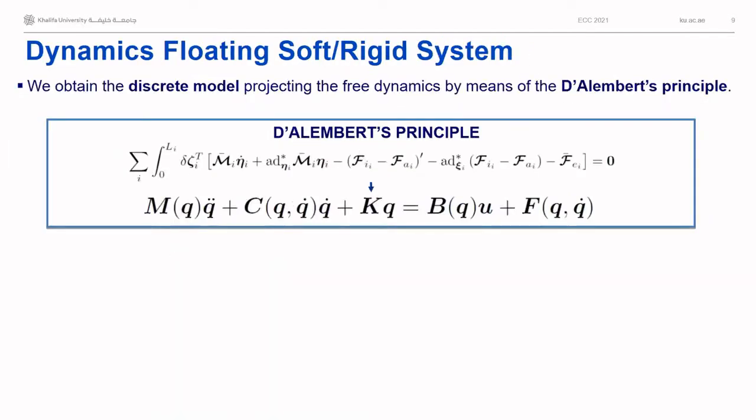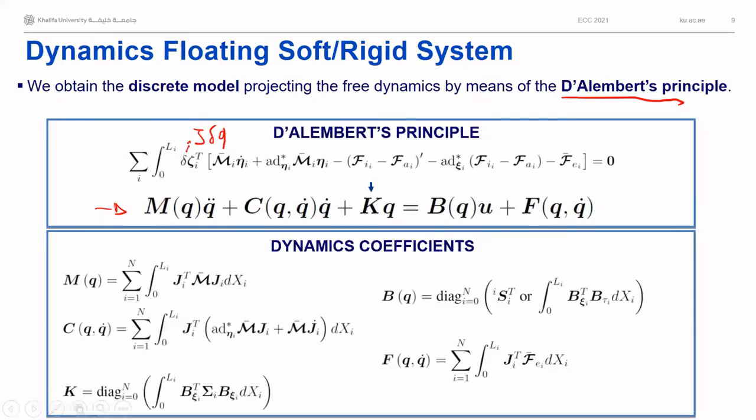Okay, now that we have the free dynamics and the Jacobian, we can project through D'Alembert principle and obtain the generalized dynamic equilibrium in the standard Lagrangian form through virtual work, basically, where your virtual displacement needs to satisfy your joint constraint. Those are the matrices of the Lagrange equation: mass matrix, Coriolis matrix, stiffness matrix, actuation matrix, and external force.